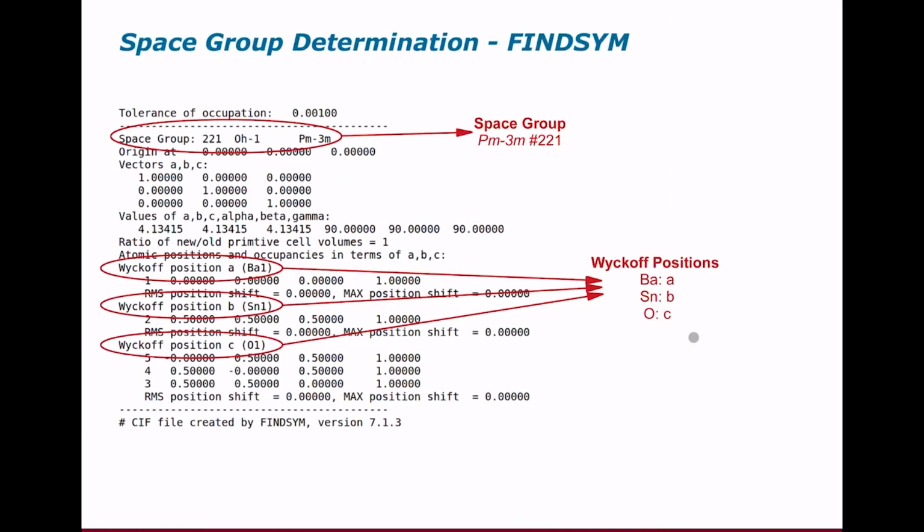The most important detail after the space group, in my opinion, is the so-called Wyckoff position. The positions of each atom in the unit cell can be labeled by a Wyckoff letter, which in the case of barium is a, tin it's b, and oxygen it's c. These Wyckoff letters are also tabulated in the International Tables or the Bilbao server, and they tell you the positions of atoms in your unit cell.